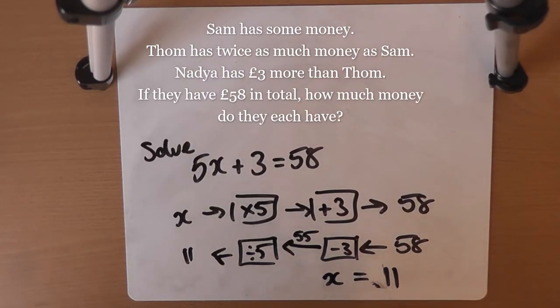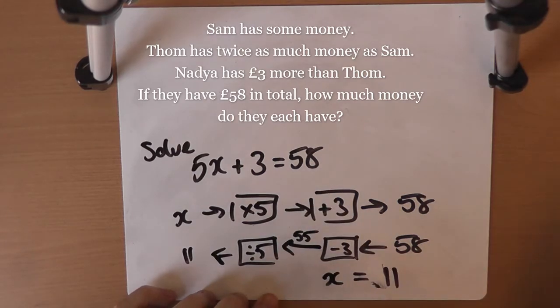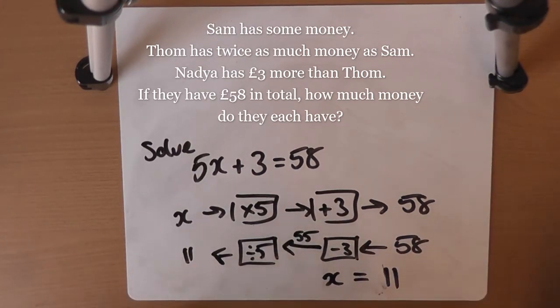We could probably check that. 5 lots of 11 is 55, plus the 3 does give me 58, so that is okay. And there we have it, we've done the question, finished. We've found the value of the missing letter.